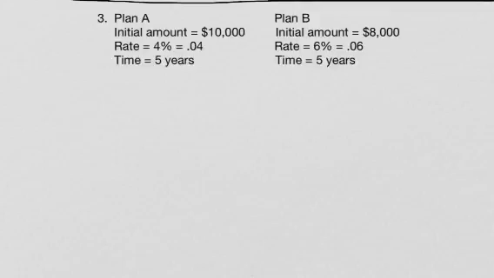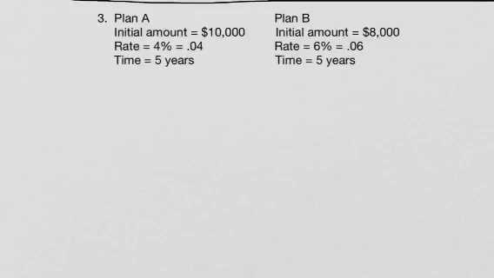Okay, so problem number 3 talks about Jesse having 2 choices. He could either invest $10,000 in Plan A at a 4% rate of increase for 5 years, or $8,000 in Plan B at 6%, again for 5 years. So they want you to calculate how much would he have in each account at the end of the 5 years. And then after that, explain why the difference between their values, which was initially $2,000, is now less than $2,000 after 5 years.